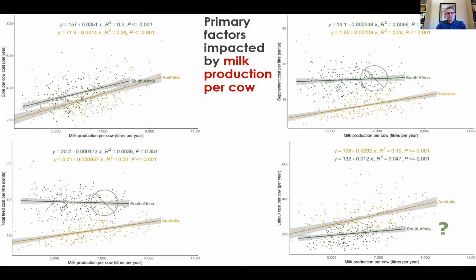So these are the second set of four graphs. In the unbiased Australian data, the impact of increasing milk production per cow on reducing multiple cost centres is noteworthy.